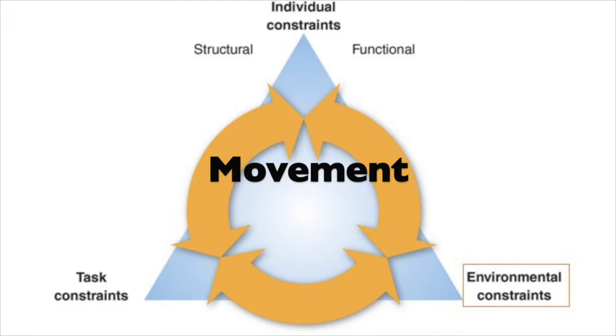Environmental constraints are related to the properties of the environment. They include physical constraints, such as gravity or the surfaces that the task is being performed on, and sociocultural constraints, which include gender roles or cultural norms. Task constraints are external. They're not related to an individual. They are related to a task or a skill that is being performed. They include goals of a task, rules guiding task performance, and equipment being used.